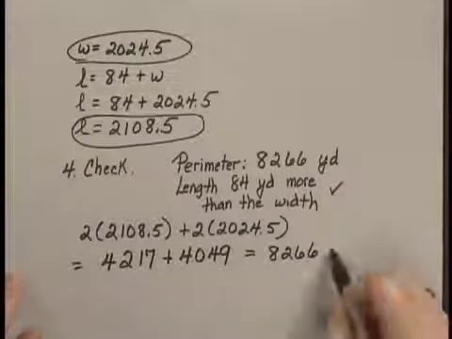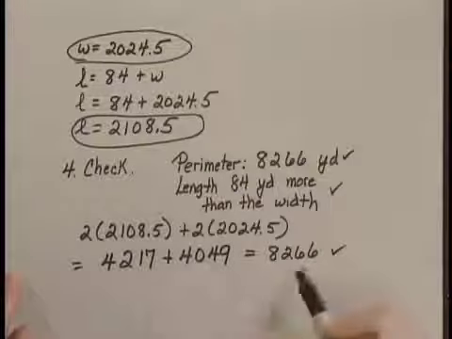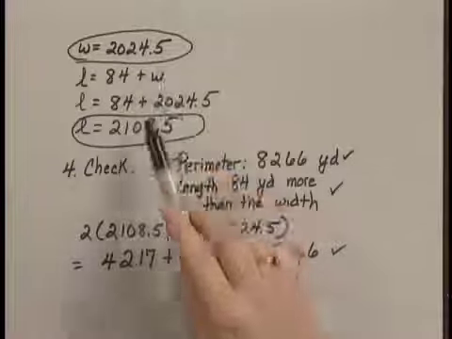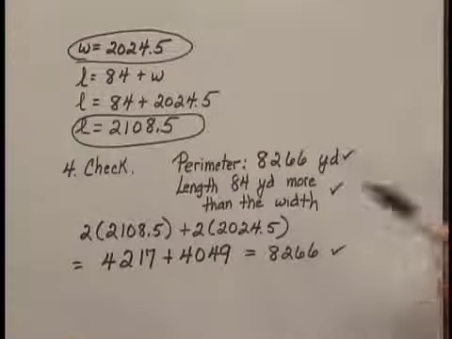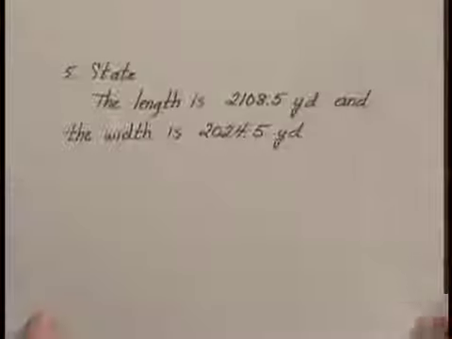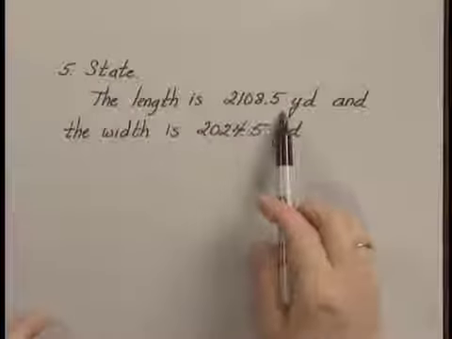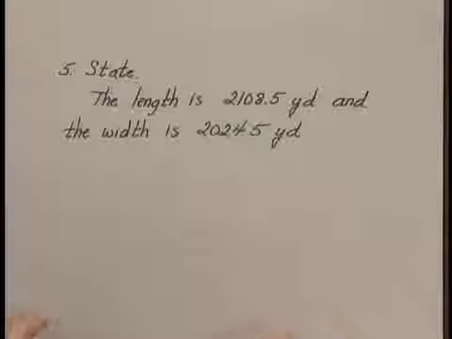4,049. Adding that together, we get 8,266. And that checks. Now, it's well worth your time to do this additional math so you can make sure that your answer is correct. Since this width and length give us the correct perimeter, and since the length is 84 yards more than the width, we can state that our solution is the length is 2,108.5 yards, and the width is 2,024.5 yards.